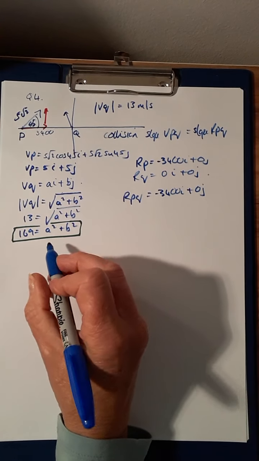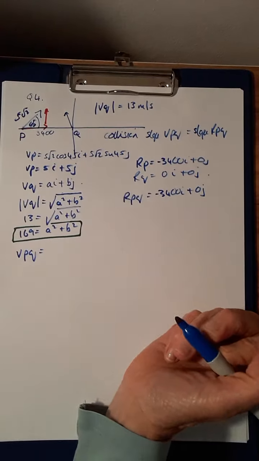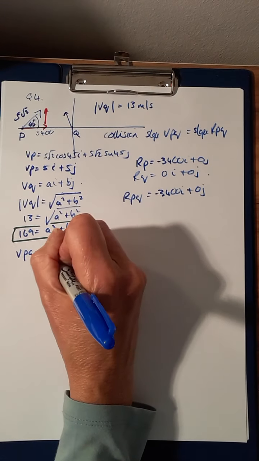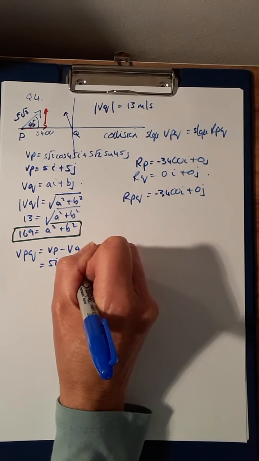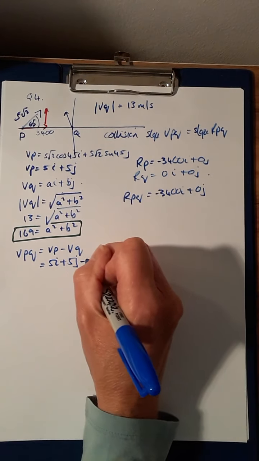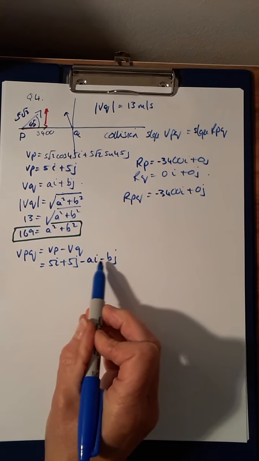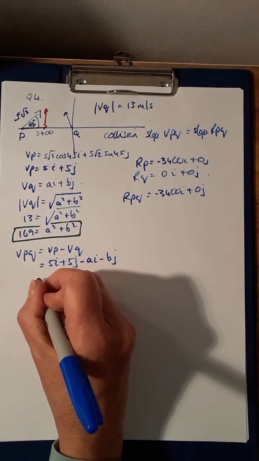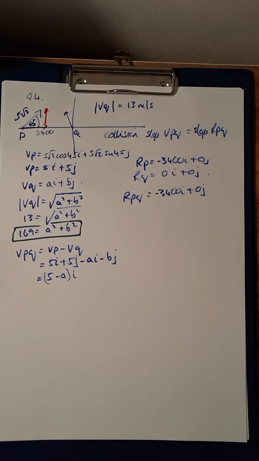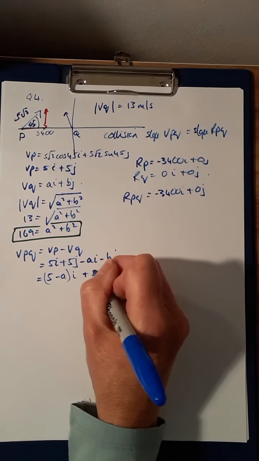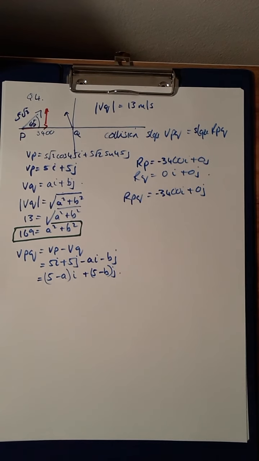Now let's get the VPQ over here. The VPQ of course will be VP minus VQ. The VP is 5i plus 5j, and the VQ we've said is ai plus bj, so I'm subtracting both of those. I change the signs. That will become 5 minus a on the i. I'll gather the i bits and I'll gather the j bits: 5 minus b on the j.